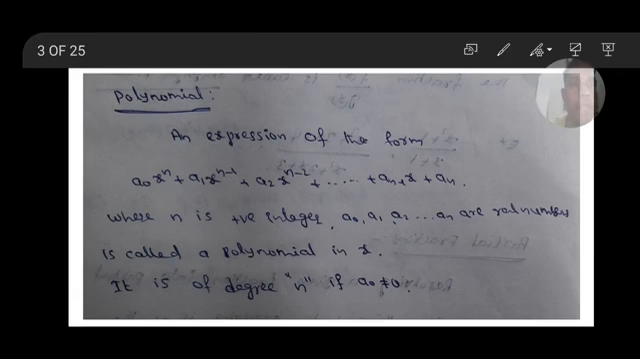Polynomial. An expression of the form a0 x to the power of n plus a1 x to the power of n minus 1 plus a2 x to the power of n minus 2 plus dash dash plus an minus 1 x plus an, where n is a positive integer and the coefficients a0, a1, a2, an are real numbers, is called a polynomial in x.